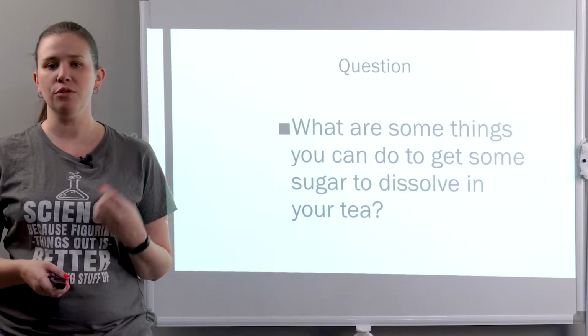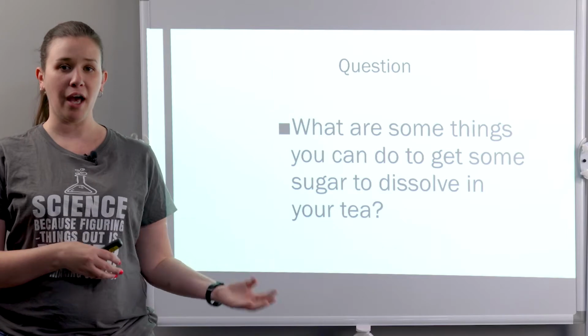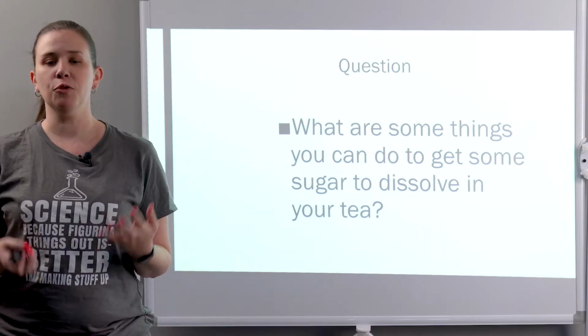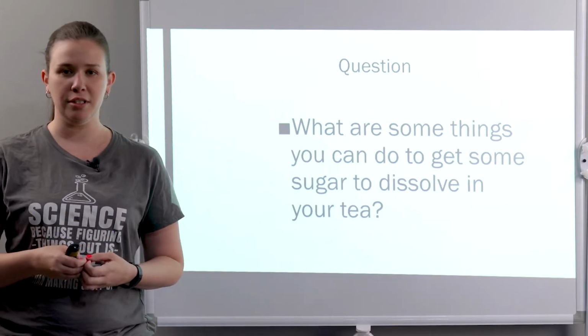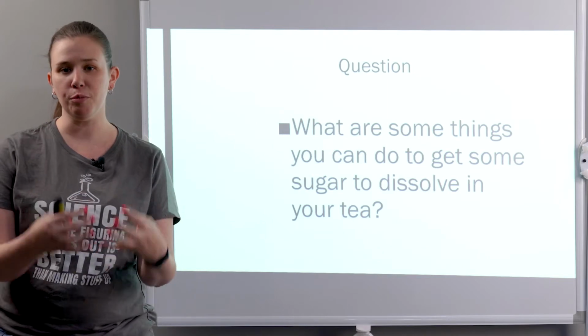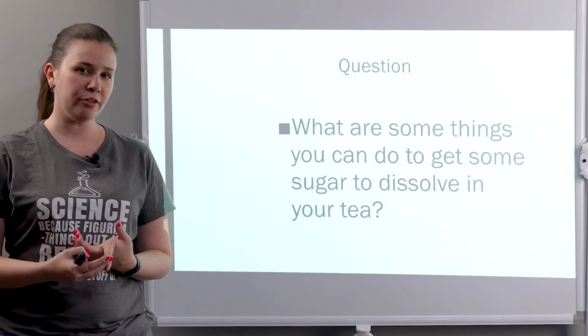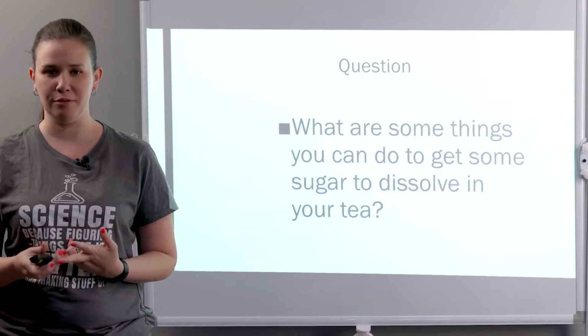What are some things that you can do in order to get sugar to dissolve in your tea? You want to make your tea sweeter, how could you do that? Well, there's several things you could do. Most of the time I hear things like heat up the tea, stir the sugar in the tea. So these are all things that are going to help with the dissolution or dissolving process, adding heat energy or chaos, also known as entropy energy, to the system.